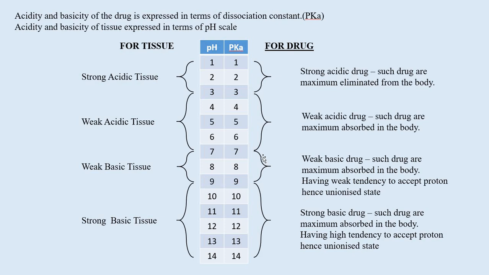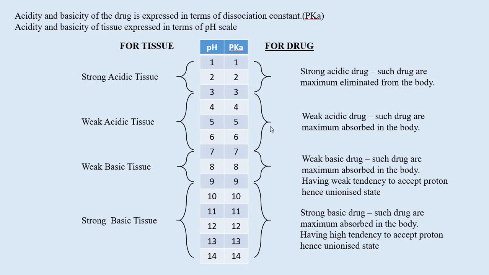So what are the values for that? If a drug has a pKa value between 1 to 3, then it comes under strong acidic drug. Such drugs are maximally eliminated from the body. Why? Because such a drug has a tendency to undergo ionization, and the more the ionization, the more the drug is eliminated from the body.